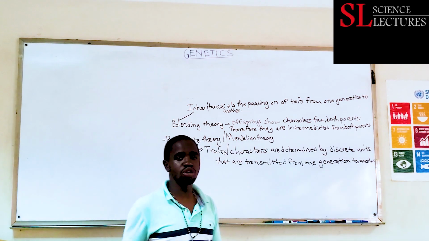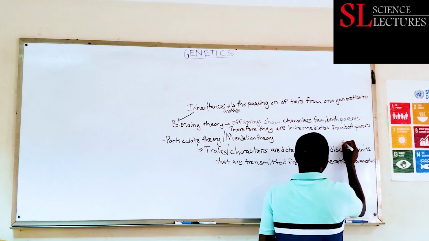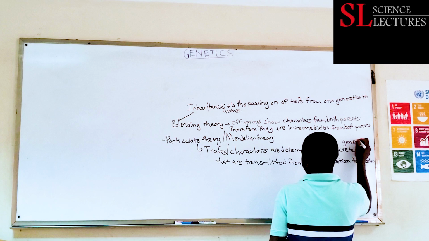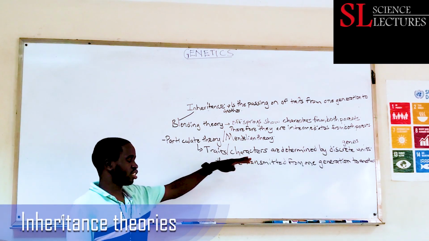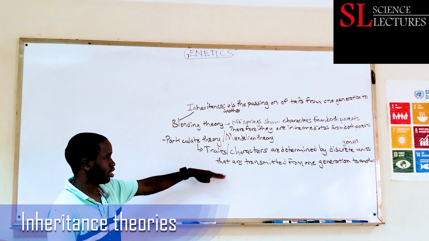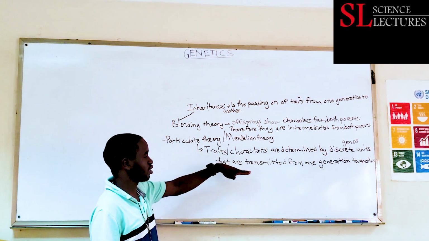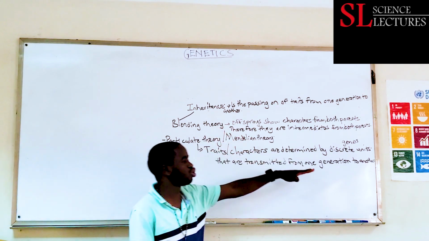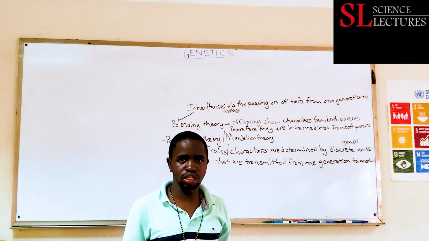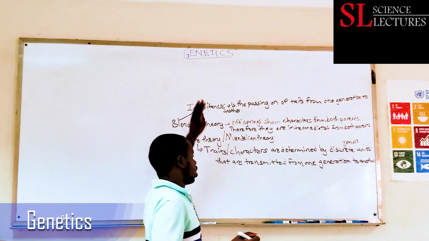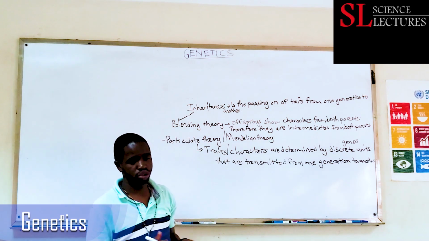With the evolution of science, these secret units came to be known as genes. For him, if it is height, if it is color, it is supposed to be determined by genes, and these genes are the ones that will be transmitted from one generation to another. So those are the two theories that have been postulated to explain inheritance. We say inheritance is the passing on of traits from one generation to another.